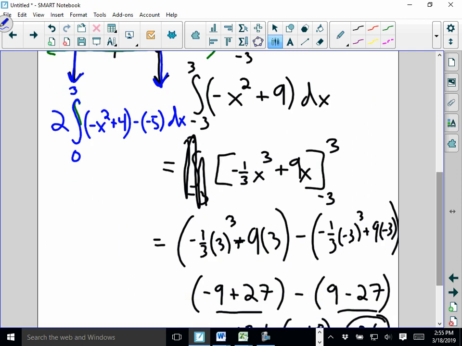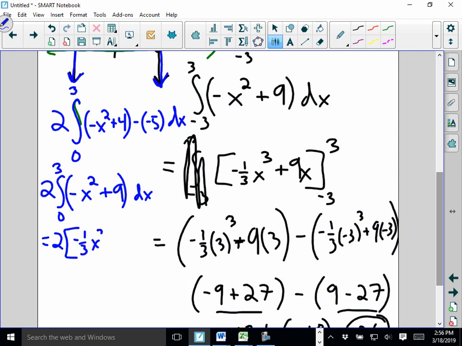Well, here's what we get. We'll clean it up again. I still want to clean this thing up to negative x squared plus 9. And again, if I'm going to take the shortcut, you've got to remember to keep writing that 2 over and over again. And again, I get negative 1/3 x cubed plus 9x. Everything should look pretty much the same here, except my limits of integration are different, and I have that 2 out front. So now I get 2 times negative 1/3 of 3 cubed plus 9 times 3.